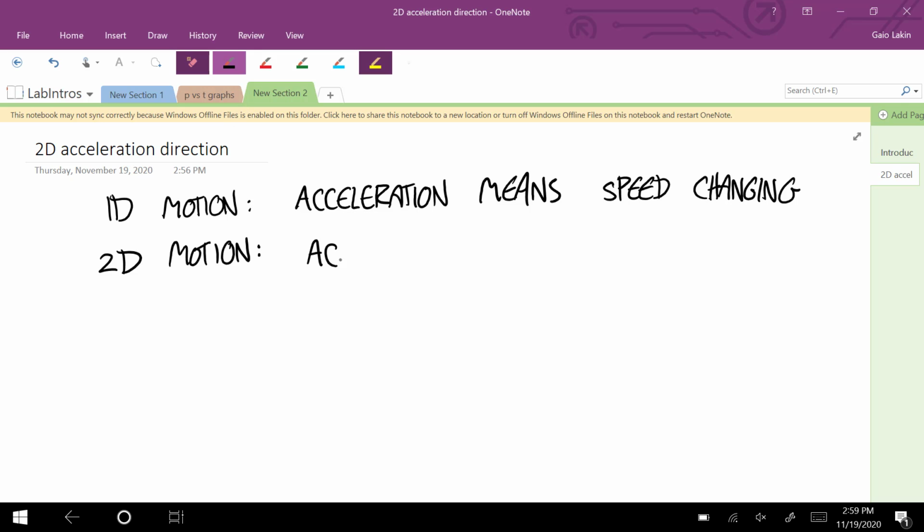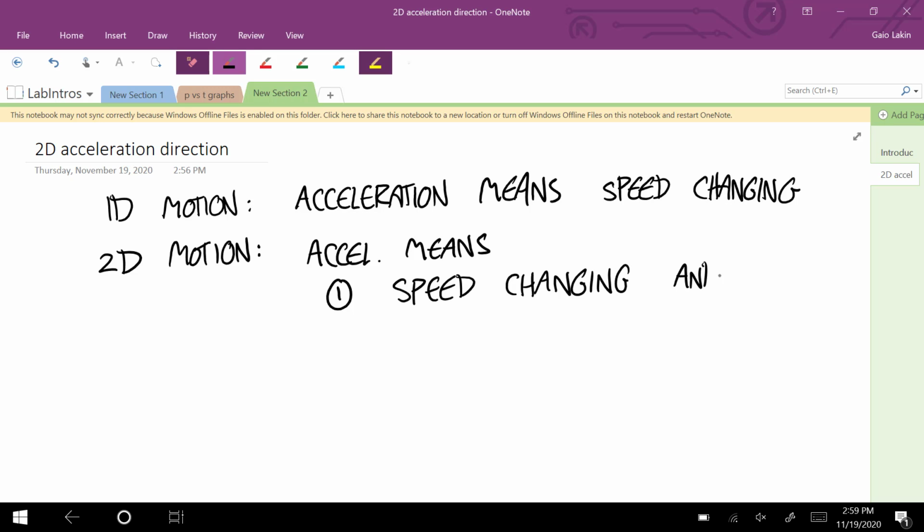So acceleration means, first, the speed can be changing. But besides that, you also have acceleration if the object is changing direction, if the object is turning. In one dimension, there's no such thing as turning because you're just staying along a straight line. But in 2D, we have to think about this.